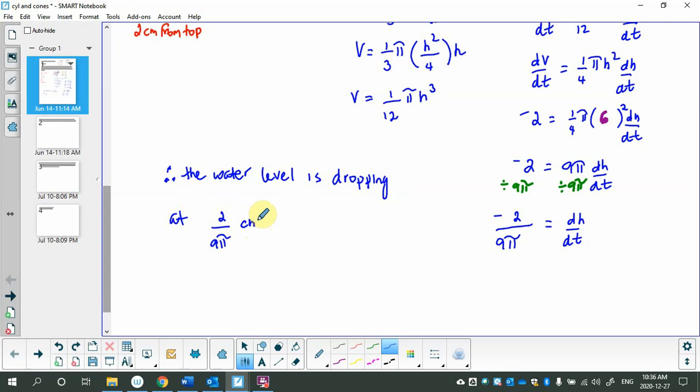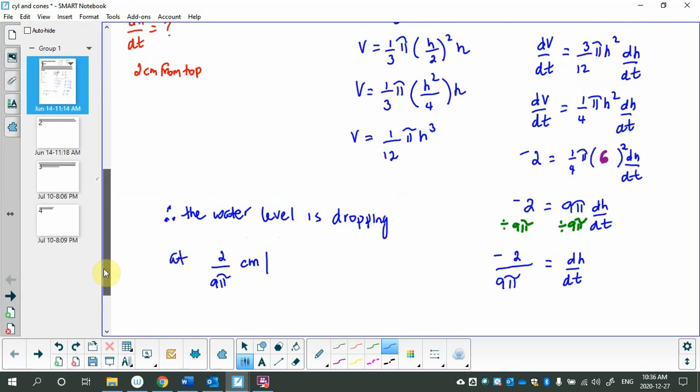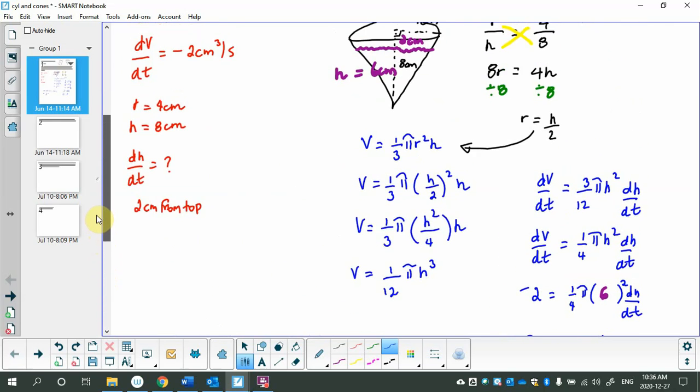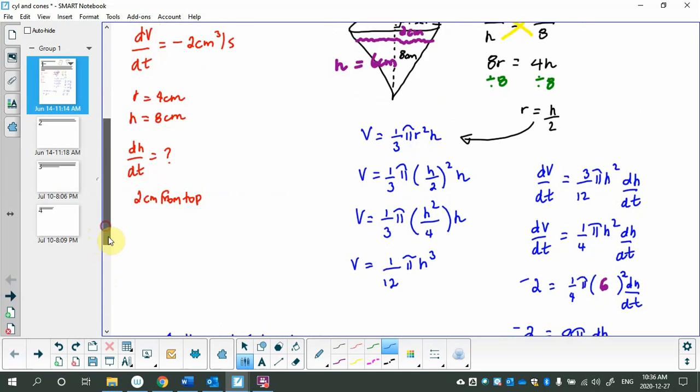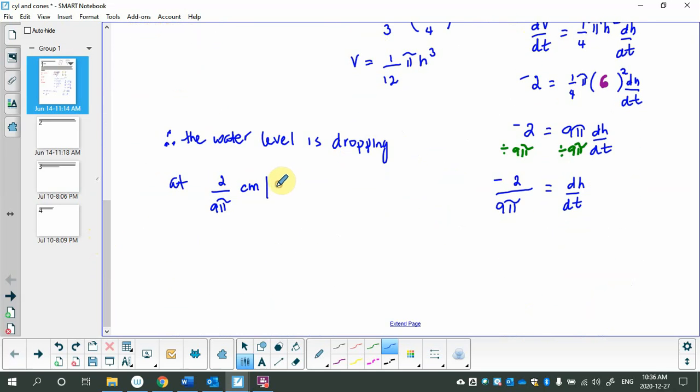It's centimeters, because I can see that here, per, go looking for my time, seconds. It could be minutes, it could be hours. And we have that. The option is, I'm not writing it down, the water level is changing at negative 2 over 9 pi centimeters per second. All right, let's see what's next.